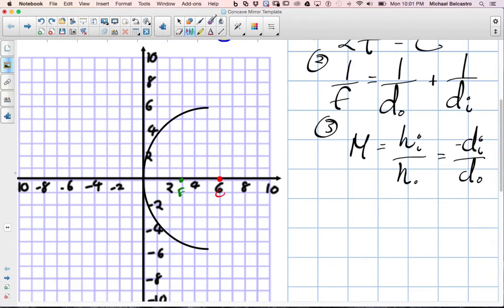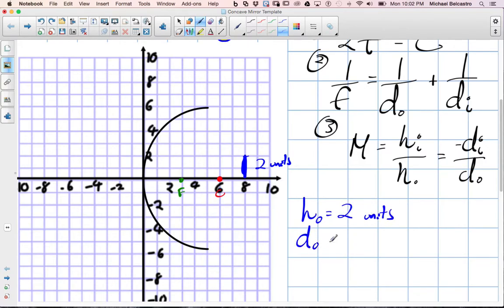So here's our mirror. So we're going to draw our object. And here we go. We'll say that the object is at 8. Okay, so in other words, it is 8 units, 8 centimeters, whatever you want the measurement to be, from the concave mirror. And as you can see on the plane, it is 2 units high and is 8 units long. So that means the height of the object is 2 units, and the distance of the object is 8 units.